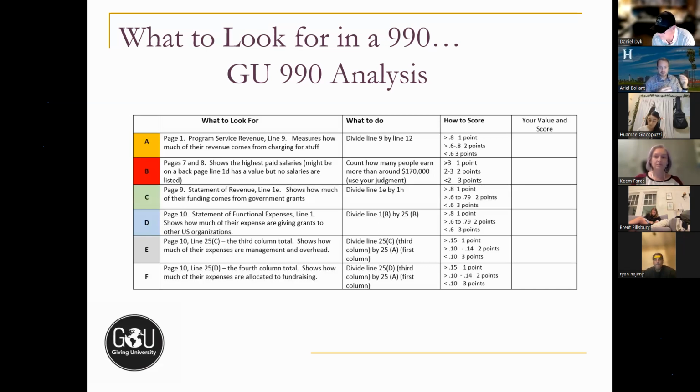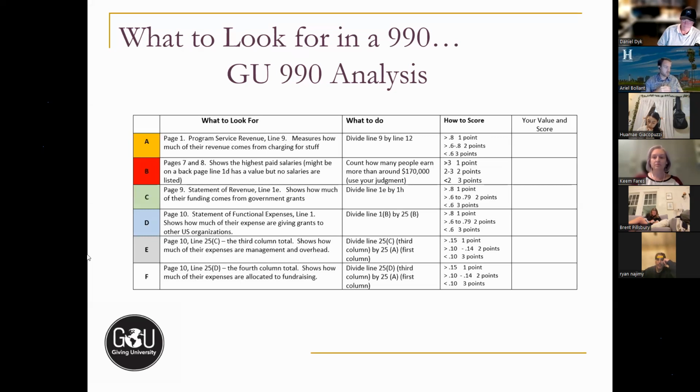So if $1 is donated to the organization, how much of it is going to the equipment, the salaries, actually producing the goods or services, and how much of that money is actually making it towards the people that they're trying to help. And then finally, how much of their expenses are allocated to fundraising. So these are the 6 areas that we want to focus on.